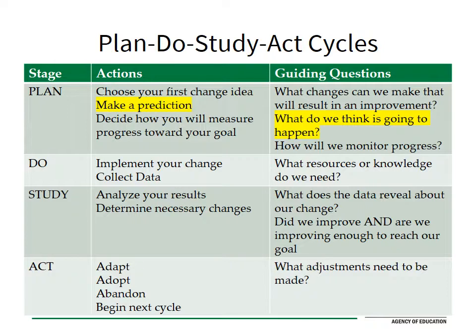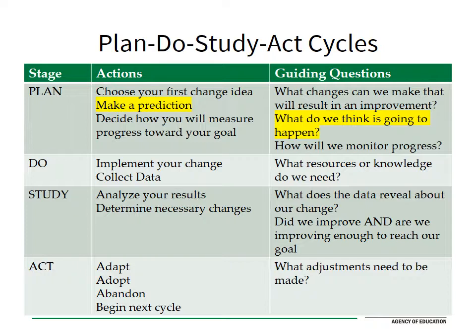This diagram details what happens in each stage of the plan, do, study, act cycle. The first stage is to make a plan. Choose the change idea you are going to test, make a prediction or predictions about what you think is going to happen, determine how you will measure the progress toward your goal using process and outcome measures, and make an action plan of how the test will be carried out.